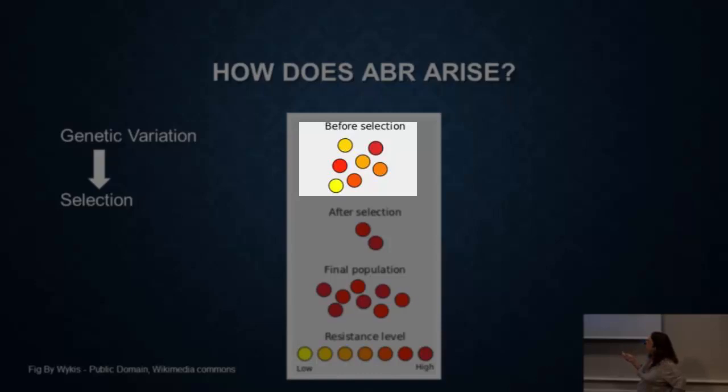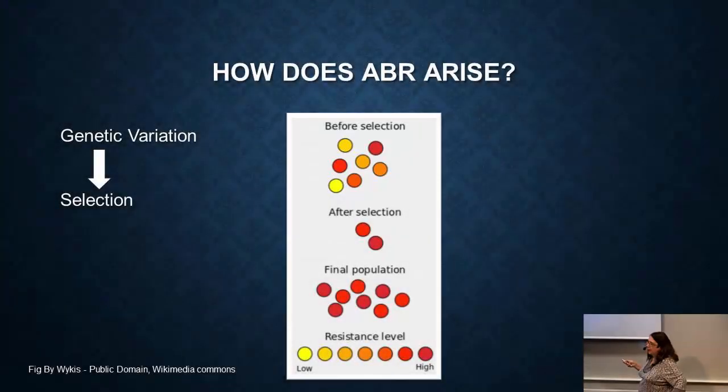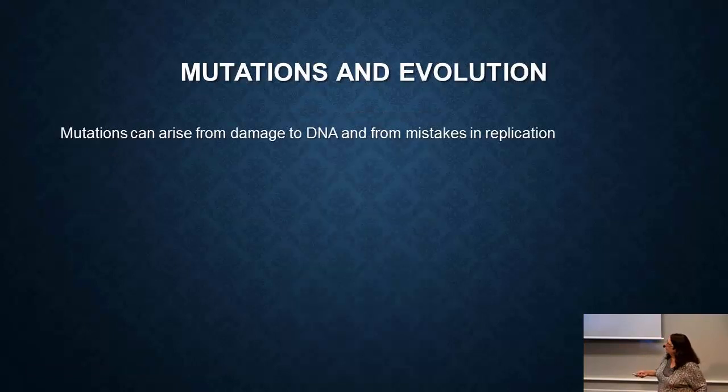They're different in some way. If you apply a selection, which could be an antibiotic, you will select for ones that can grow. So the ones that are the most red or orange here grow the most. They survive the antibiotic. They are who wins, so to speak. And that's how resistance arises in a simple way. Where does this genetic variation come from? In one way it arises is through mutations.